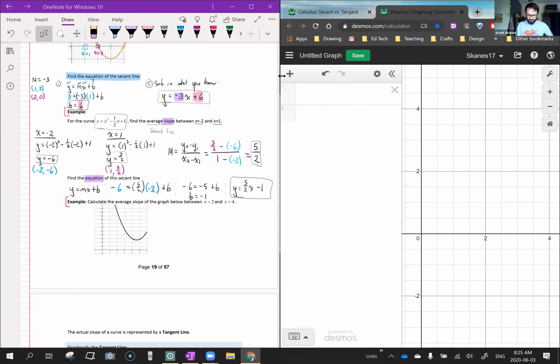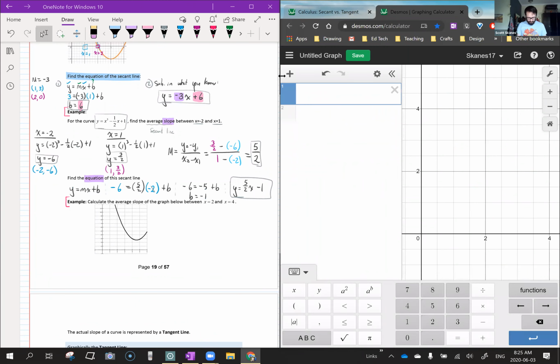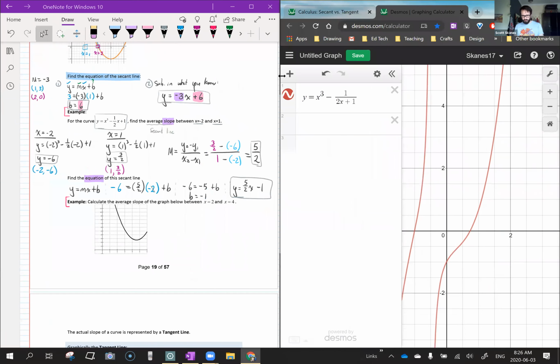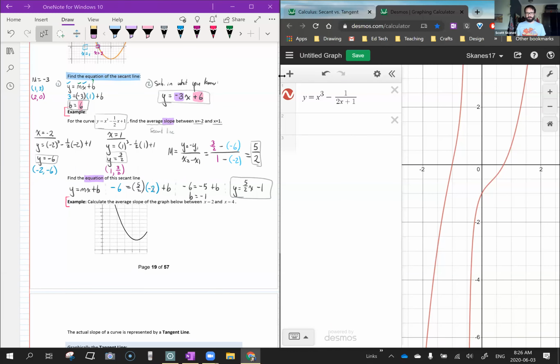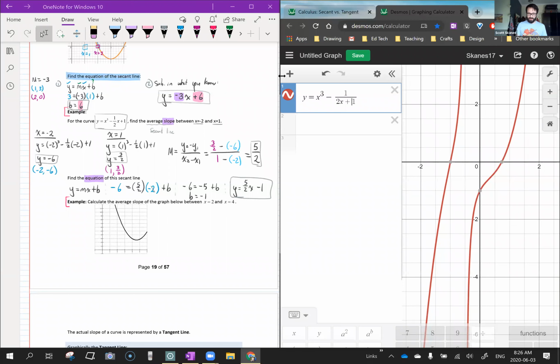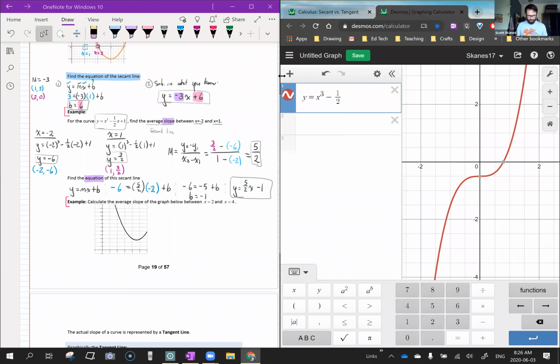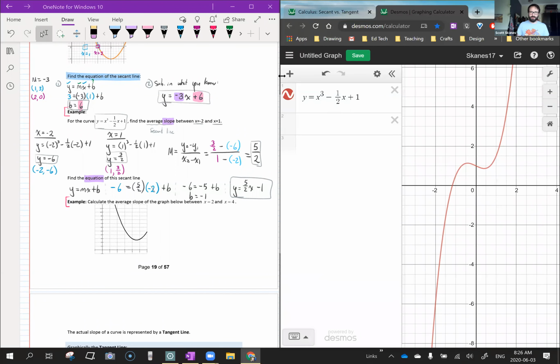Let's see here. I have the curve y equals x cubed minus 1 over 2x plus 1. Woo! What a curve. Now that's a curve. Do you know why it looks like that? It's because I typed it in wrong. I wish it was that curve. Makes me really sad that it's not. Plus 1. Okay, well, all right. We got a nice boring curve. Whatever.